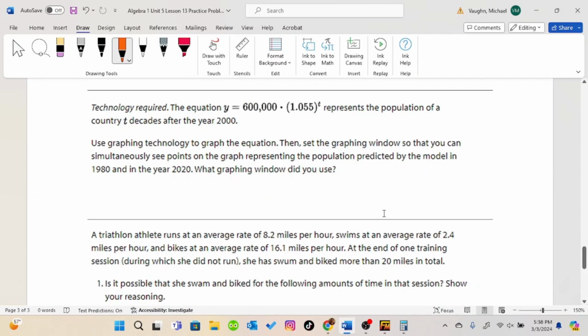The equation y equals 600,000 times 1.055 to the power of t represents the population of a country t decades after the year 2000. Use graphing technology to graph the equation. Then set the graphing window so that you can simultaneously see points on the graph representing the population predicted by the model in 1980 and in the year 2020. What graphing window did you use?